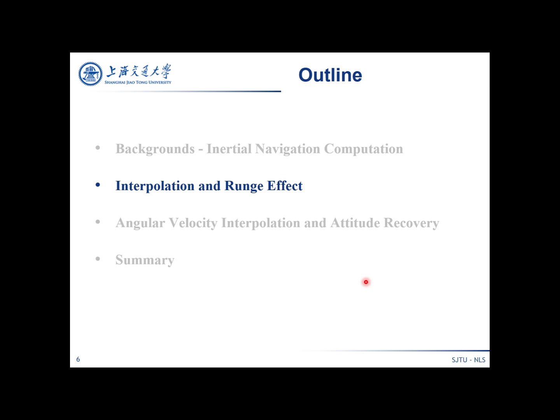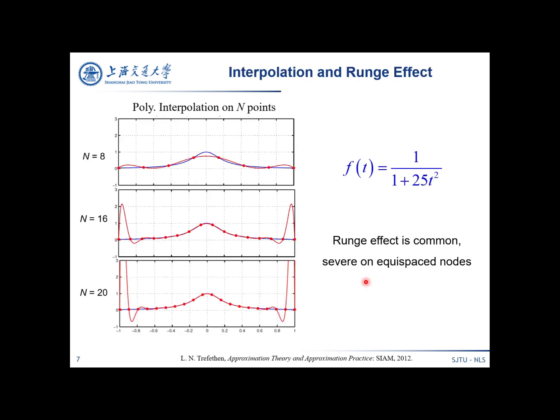Interpolation and range effect. Here is a demo of range effect. With the number of sample nodes increasing from 8 to 16 and 20, the interpolation quality in the middle part becomes better, but that of the boundaries worsens with large error spikes on both sides. In fact, the range effect is quite common, more severe in high-order interpolations on equispaced nodes.